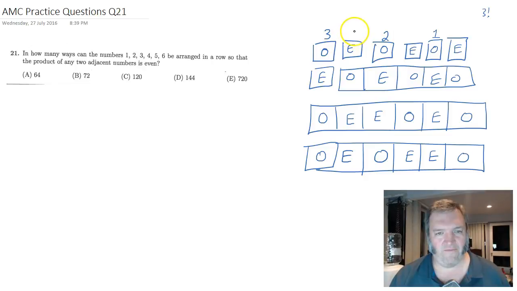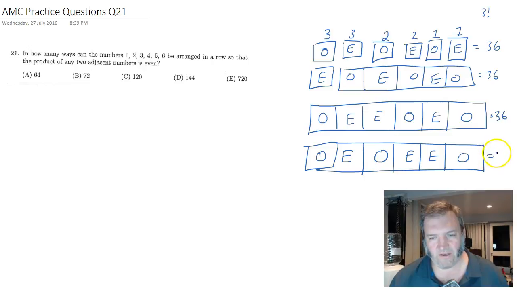Same for the even numbers. I could have 3 different even numbers there, then 2, then 1. So for each of those combinations, 3 times 3 times 2 times 2 times 1 times 1, 9, by 2 is 18, by 2 is 36. When I look at the next arrangement, it's the same thing, isn't it? 3 by 2 by 1 for the even, 3 by 2 by 1 for the odd. That's going to be 36 different ways I could fill those positions with the numbers 1 to 6. The next combination also has 36, and 36 again.